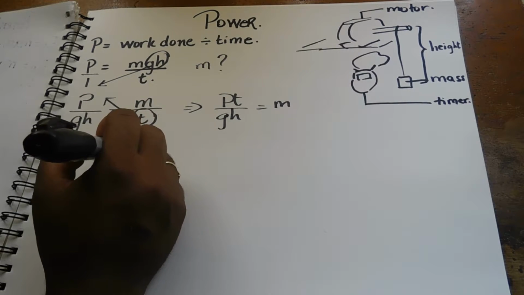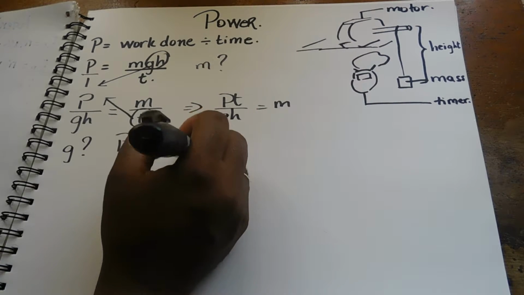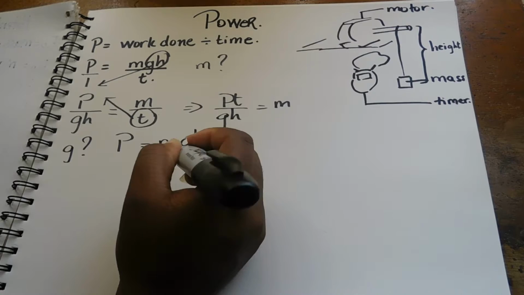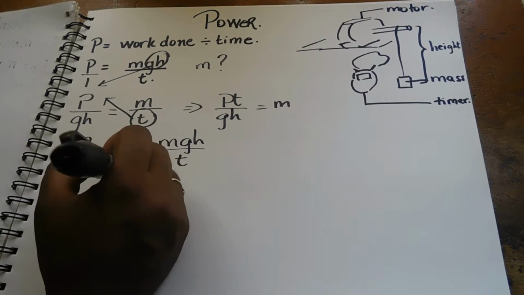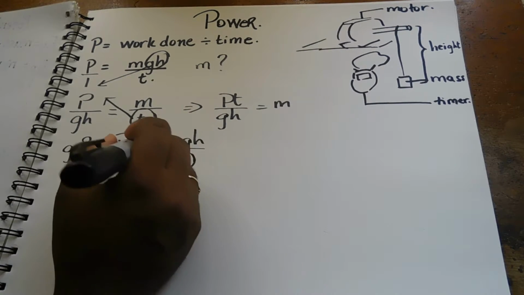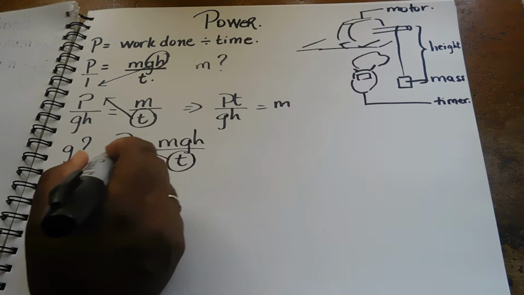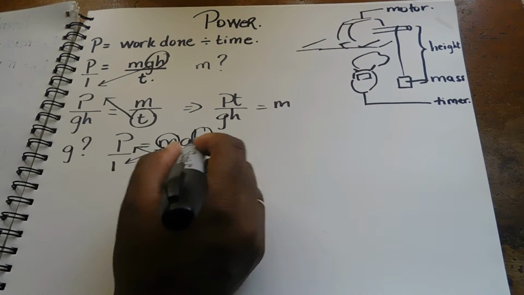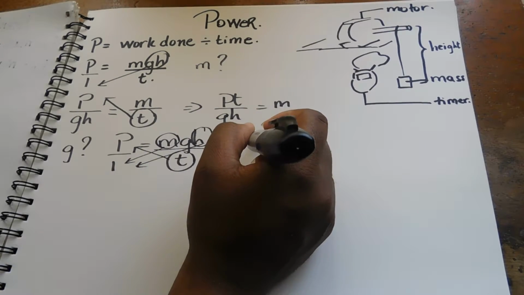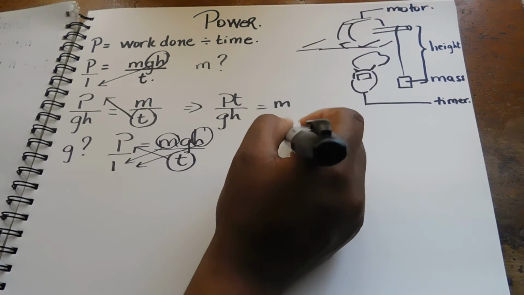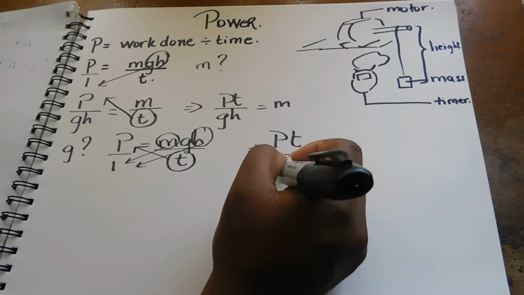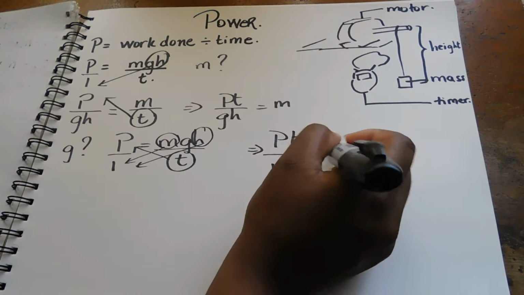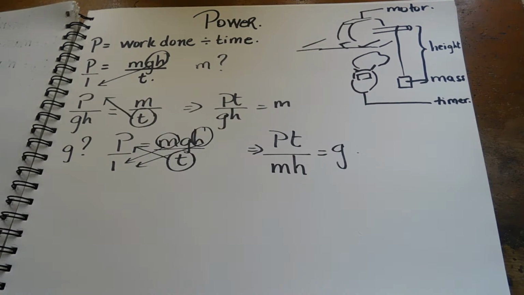Now suppose you want to find g. Again, you have p equals mgh over t, and you do pretty much the same thing. You want to move t, and because you're looking for g, you can move m and h across, and so you end up with pt over mh equals g. Cool stuff, right?